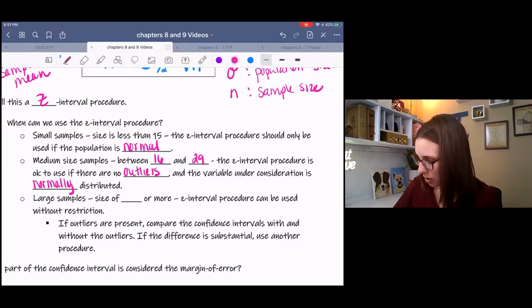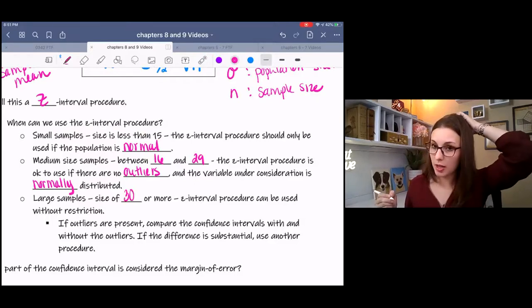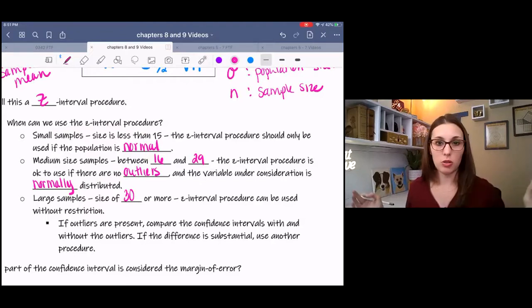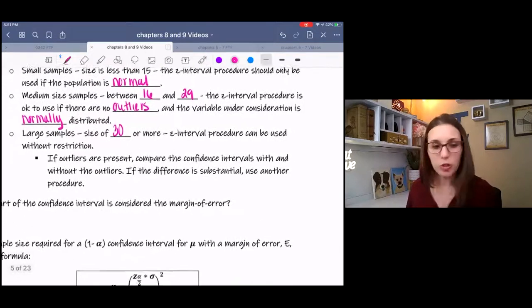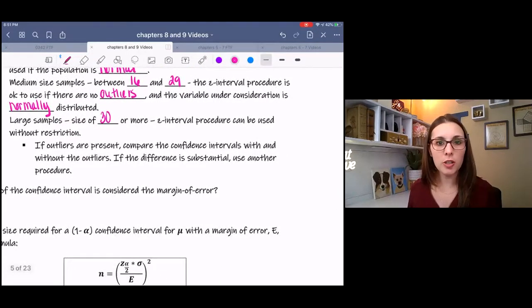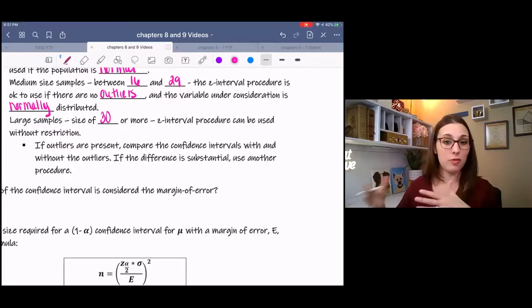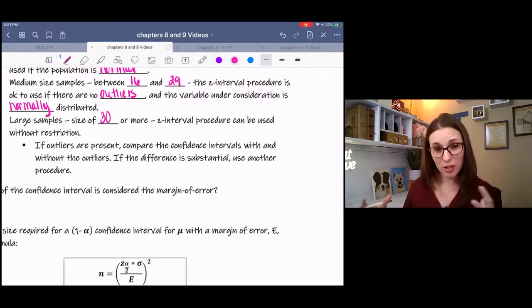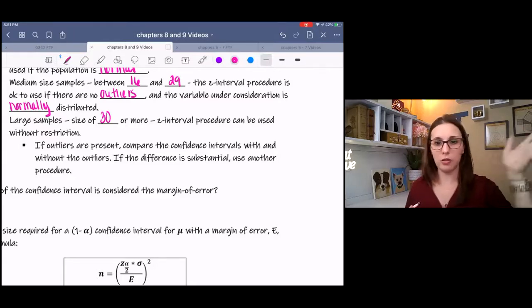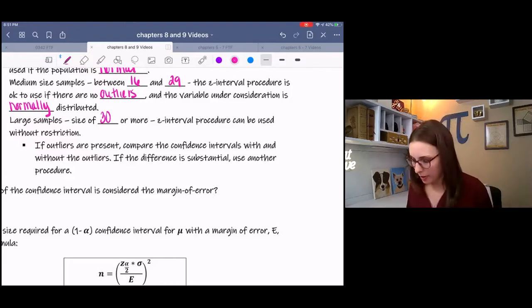And then large samples are 30 or more. You can use the z-interval procedure without restriction. The population does not have to be normal. It does state that if outliers are present, that you should compare the confidence intervals with the outlier in it and with the outlier taken out of it. And then if there's a substantial difference, then you might need to use something else. I don't think we're going to run into that in this class, but if you go on into higher level statistics, you might run into that.